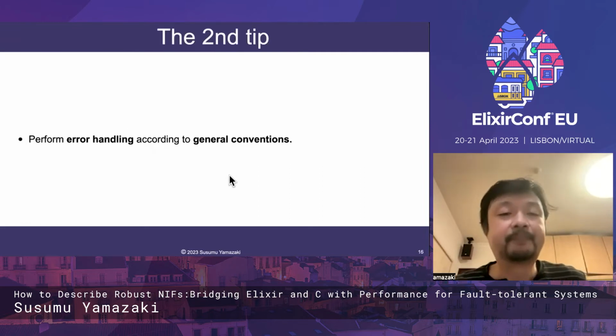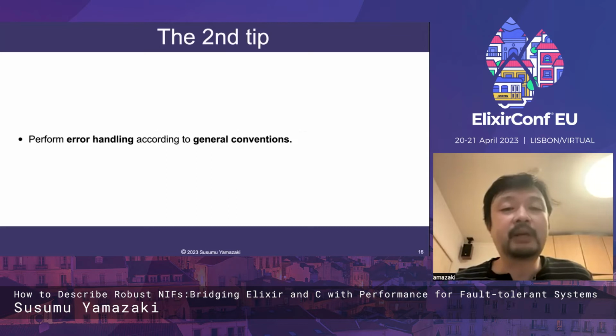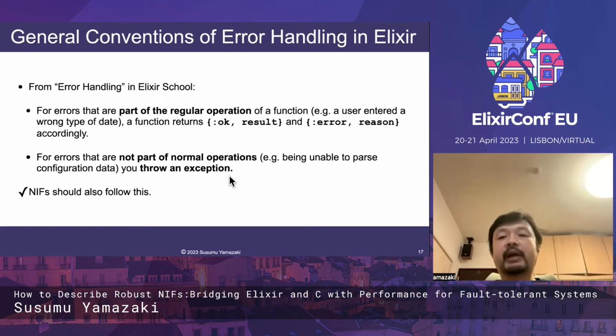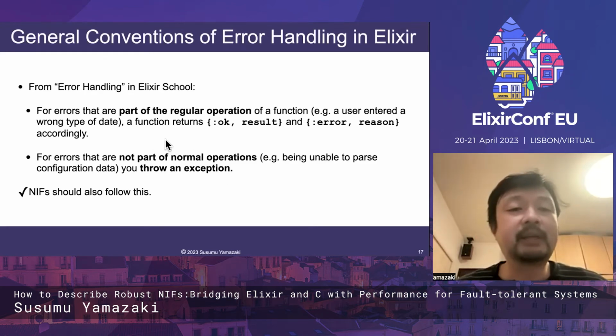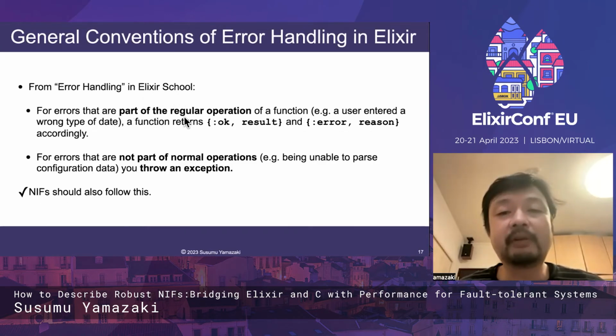The second tip: perform error handling according to a general convention. General convention of error handling in Elixir, from Error Handling in Elixir School: for errors that are part of the regular operation of a function, return a tuple of :ok and result, and :error and reason accordingly. For errors that are not part of normal operations, you throw an exception. NIFs should also follow this.